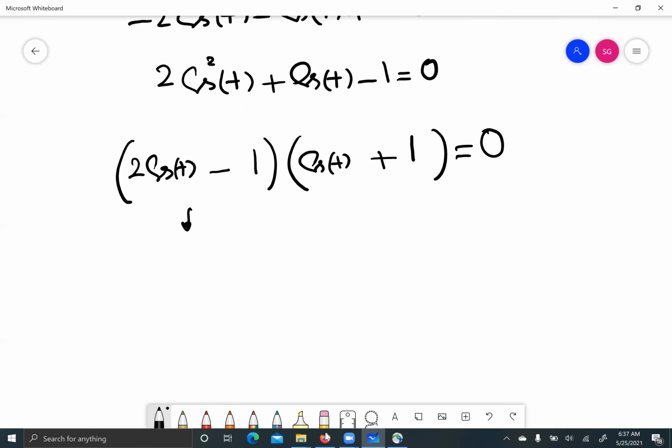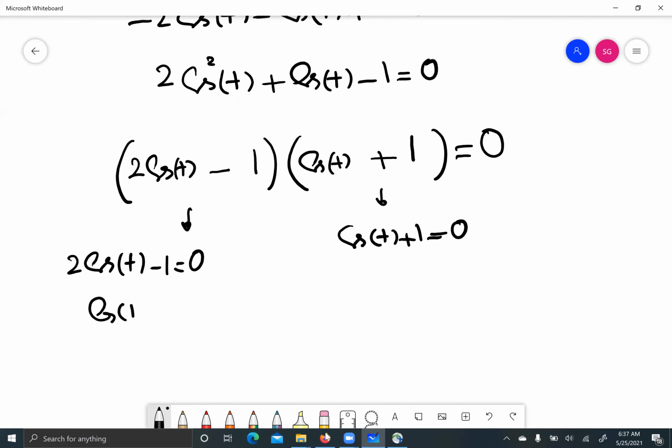Now, because this is 0, it's either the first factor is 0 or the second factor is 0. Now solve it for t. So this gives me cosine is half. So t is pi over 3, 5 pi over 3.